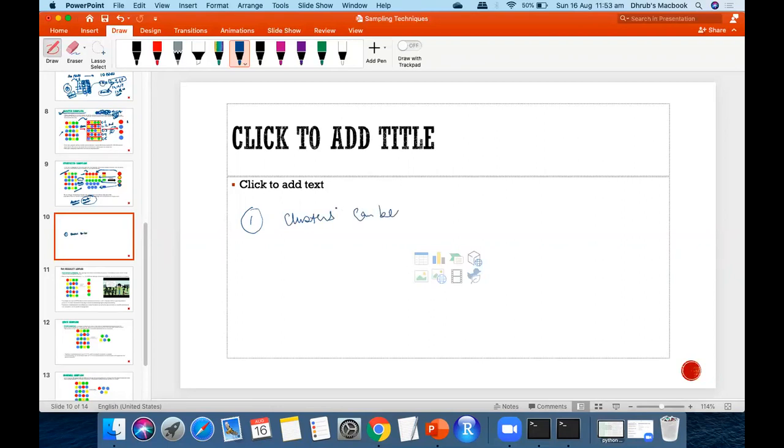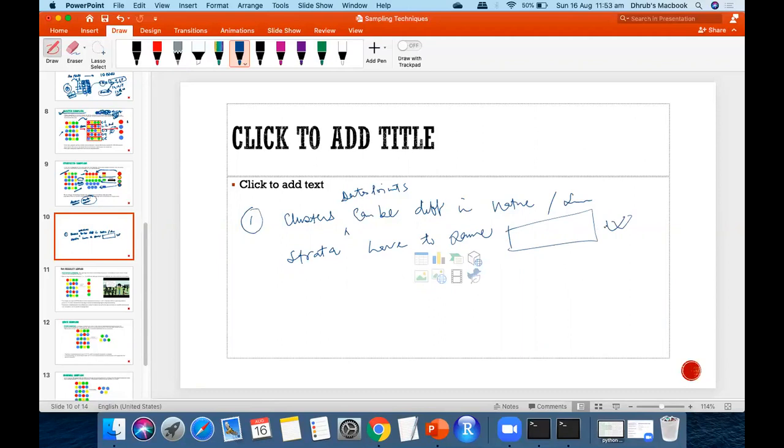See, clusters data points can be different in nature or same in nature also, but stratas have to be the same. You understand what I'm trying to say? So I will create the strata in a way that all the data points are in a way similar to each other.